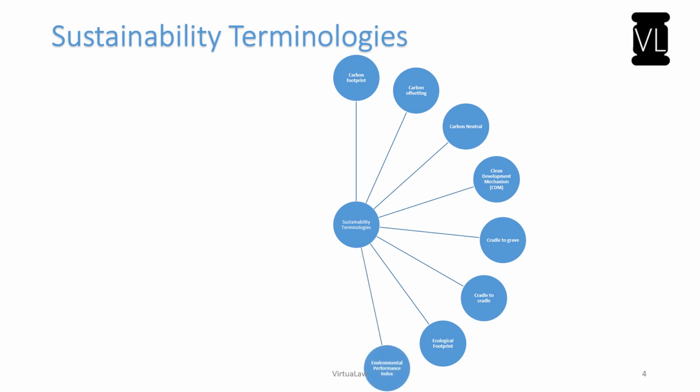Next, we have the environmental performance index. This basically is a method of benchmarking the performance of a country in terms of its environmental policies. How does a country perform in terms of its environment is what the environmental performance index tells. This again is an index made by the United Nations.